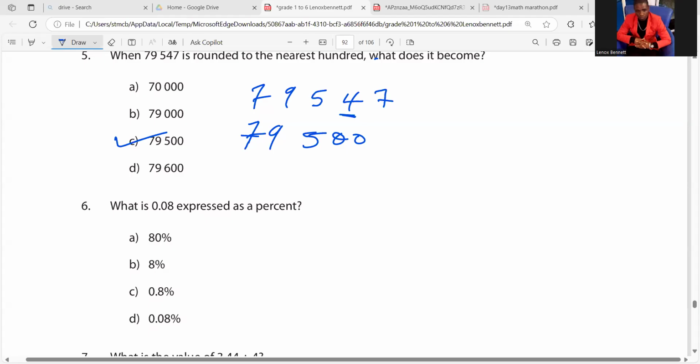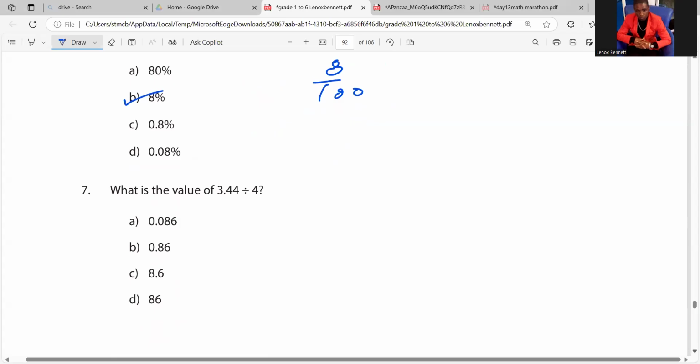All right, okay, look at this one. So, guys, it's just like you're saying, right? 1, 2 zeros, right? So, 8 over. So, I read 8%. So, you just look for the number of zeros, basically. We have to move. All right, what is 3.44 divided by 4? Let's see if we can do that one here.